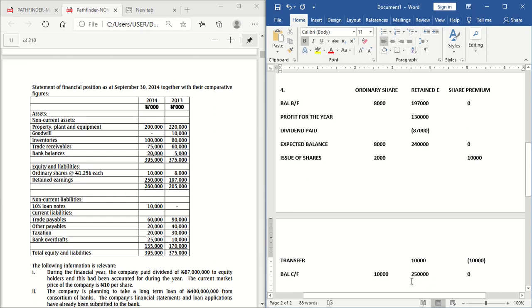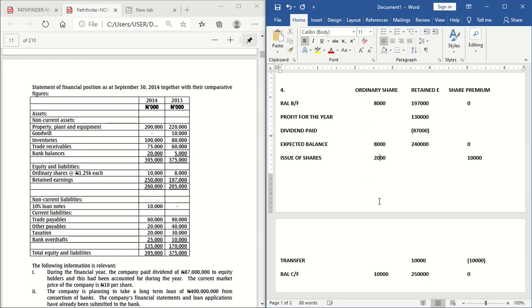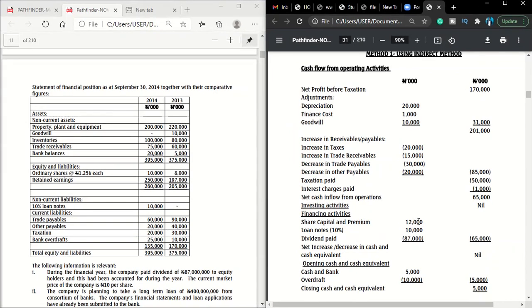Now in this case, what is the issue? We issue shares to the tune of ordinary share 2,000 and share premium 10,000. So the total money we receive from issue of shares during this year is 12,000. So I will go under my financing activity. When you issue shares, money will come in. It will show as a financing activity. So let me go to my solution. In my solution now, you will see 12,000 as my share capital and premium.